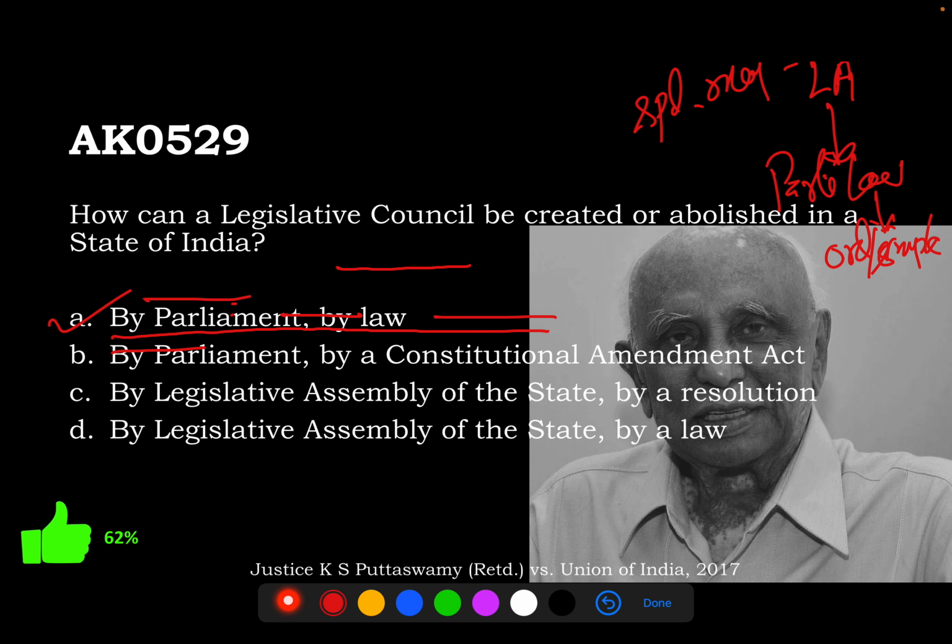The other options don't fit because there's no meaning of Constitutional Amendment Act, and by Legislative Assembly of the state by resolution. There's no resolution, and a state doesn't have to make a law, and the resolution of the state alone cannot do that. After the resolution of the state assembly, Parliament has to pass the law also. A is the correct answer.